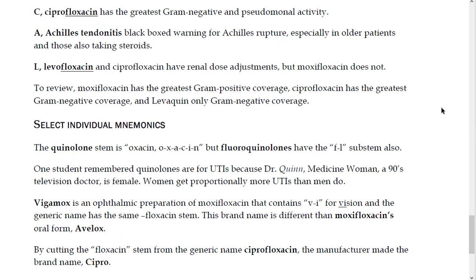C, ciprofloxacin has the greatest gram-negative and pseudomonal activity. A, Achilles tendonitis, black box warning for Achilles rupture, especially in older patients and those also taking steroids. L, levofloxacin and ciprofloxacin have renal dose adjustments, but moxifloxacin does not. To review, moxifloxacin has the greatest gram-positive coverage, ciprofloxacin has the greatest gram-negative coverage, and levofloxacin only gram-negative coverage. Select individual mnemonics.